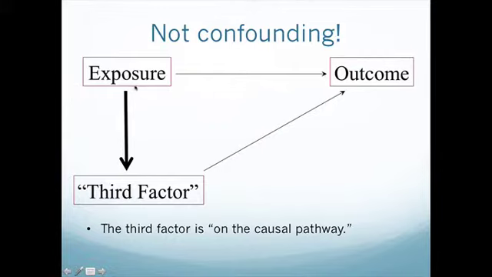So if you see a triangle that's set up like this, so here's our exposure. Our exposure is leading to our third factor, and that's leading to our outcome. This is a situation where the third factor is on the causal pathway. It's on the road between exposure and outcome. And this is a situation where the third factor is actually something called a mediator.